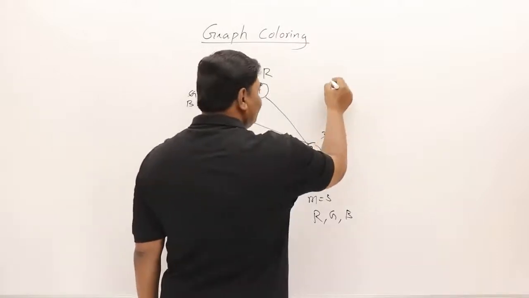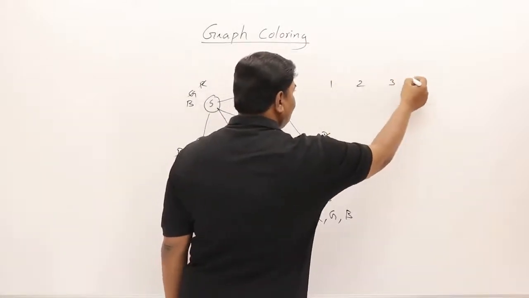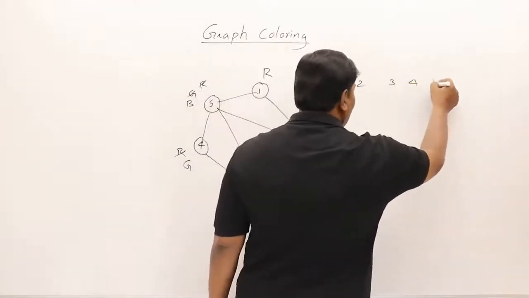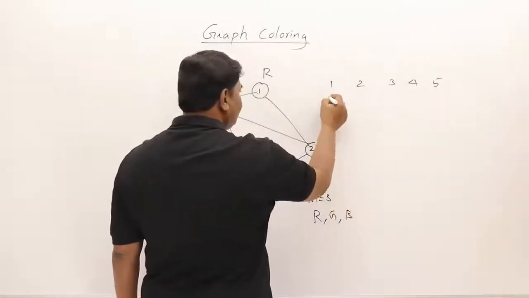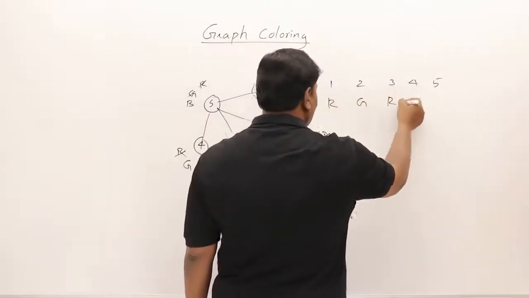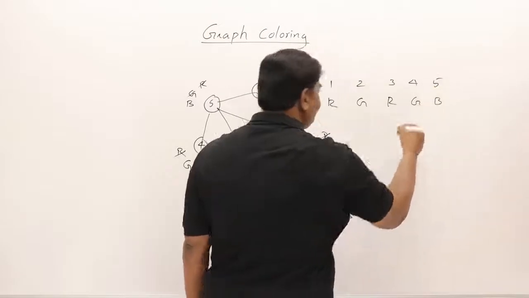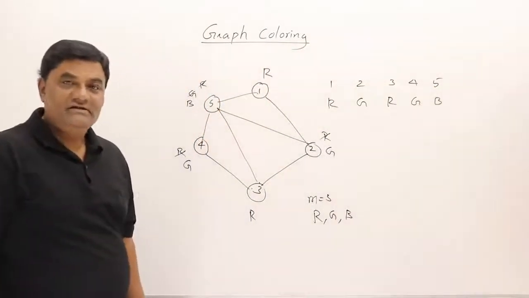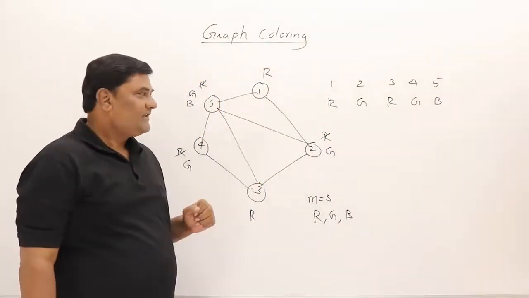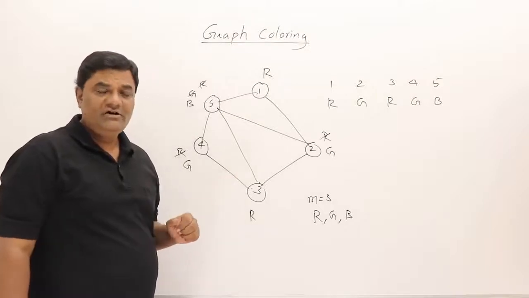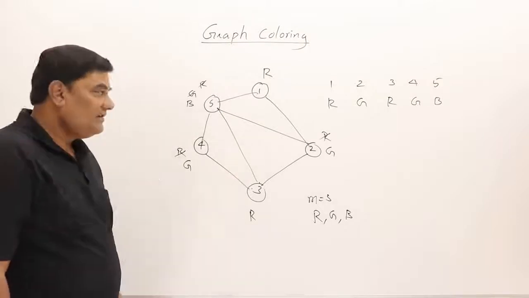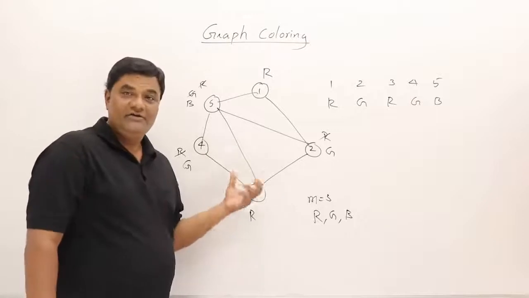So I have vertices 1, 2, 3, 4 and 5, and the colors I have now are red, green and blue. Yes, a graph can be colored like this. Is it the only solution or are there other solutions possible? Yes, I can color it in a different way also.